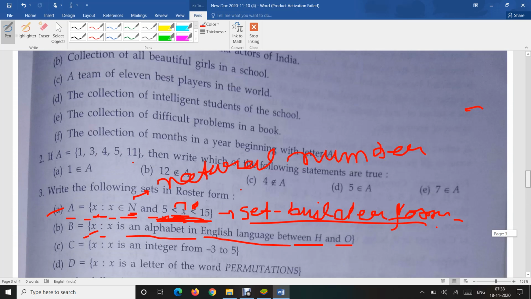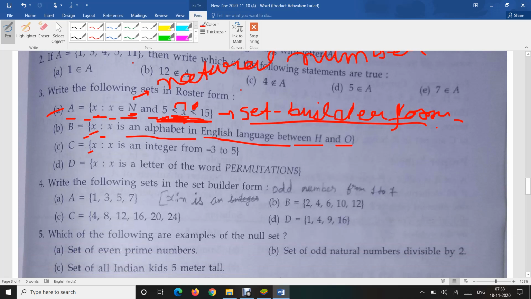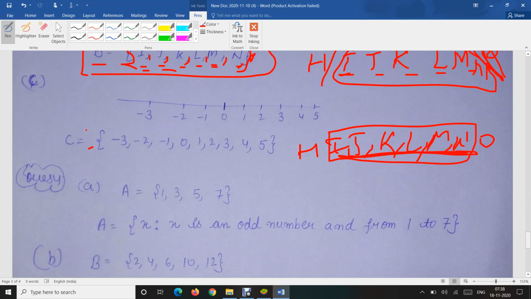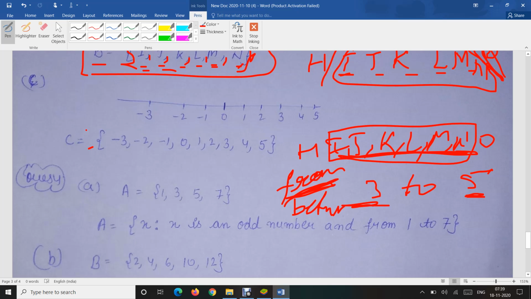The next is part C, which says C is equal to the set of all x such that x is an integer from -3 to 5. That means -3 and 5 are also included here. If it had said between, then -3 and 5 would not be included, but this time it is saying from -3 to 5, so -3 and 5 are also included.